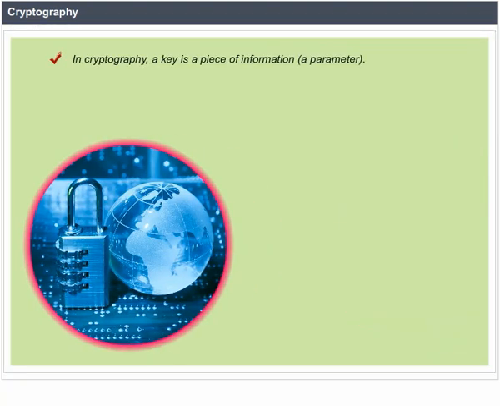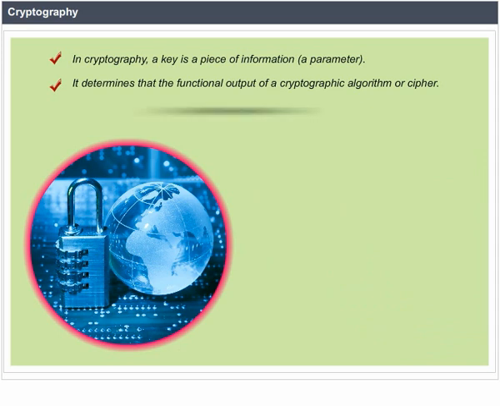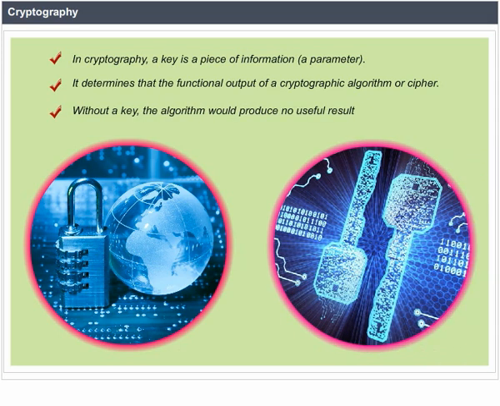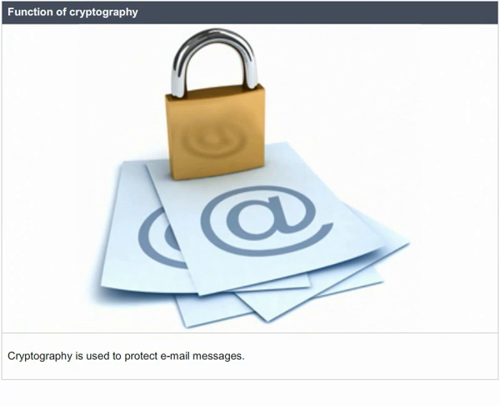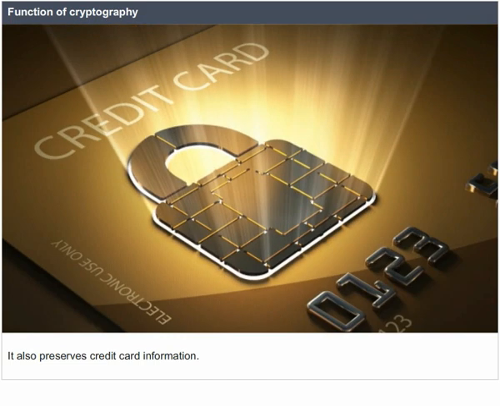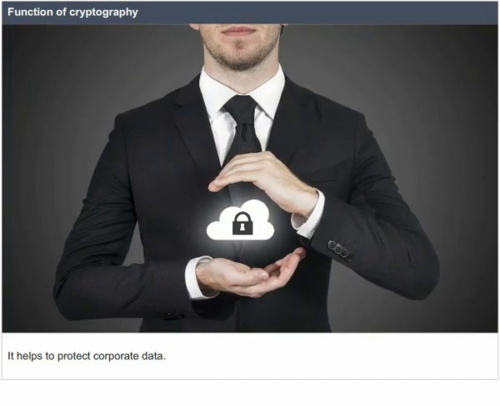Cryptography. In cryptography, a key is a piece of information, a parameter. It determines the functional output of a cryptographic algorithm or cipher. Without a key, the algorithm would produce no useful results. Functions of cryptography. Cryptography is used to protect email messages, credit card information, and corporate data.